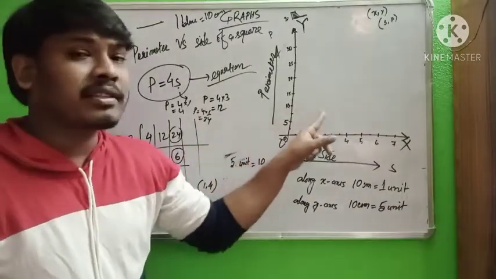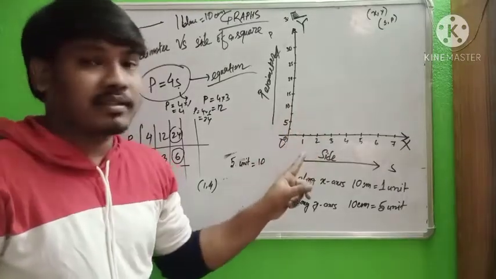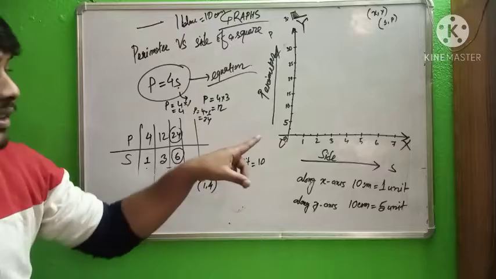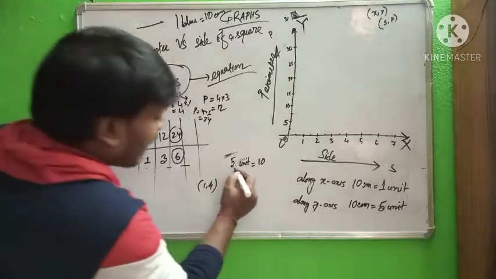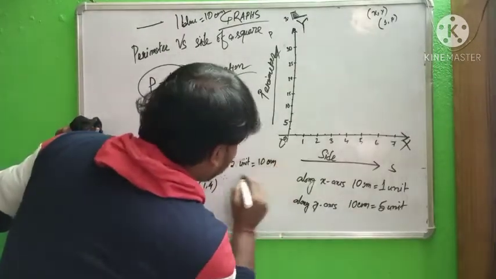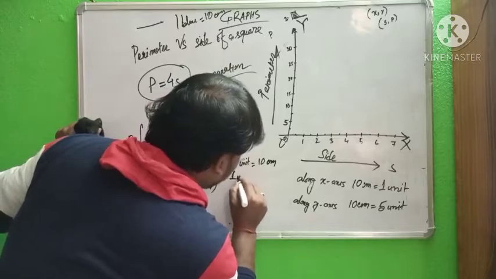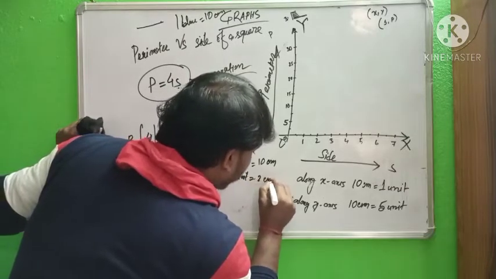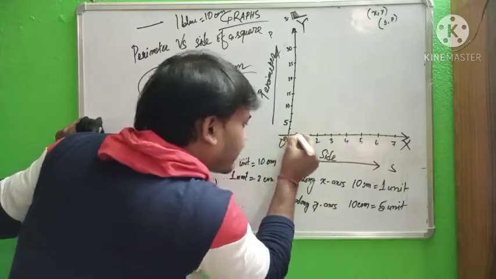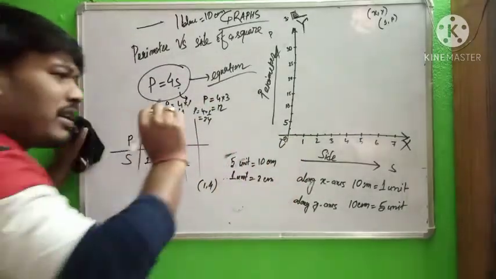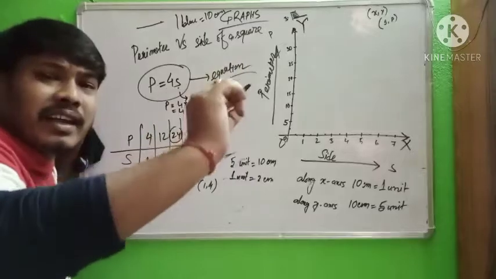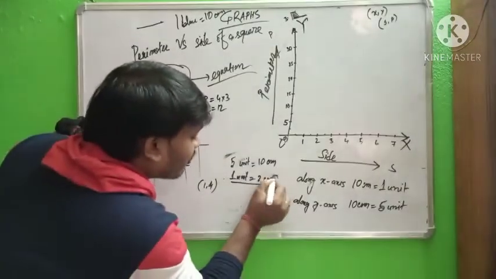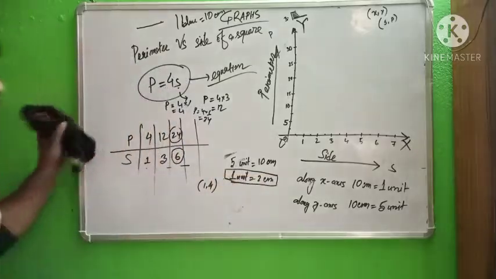And for 4, how much do we go upwards? First we find this. So 5 unit equal to 10 centimeter, that means 1 unit equal to 2 centimeter. That means two small divisions. There are many very small lines, small divisions here. So 1 unit equal to 2 centimeter.